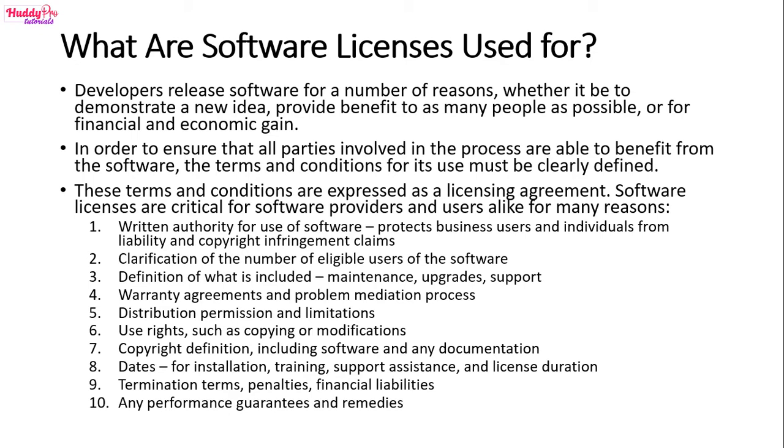Then number four, warranty agreements and problem mediation process. So in case of any fault in the product, what are the warranty agreements and what's the process of maybe obtaining a better version or another product? So all those agreements are clearly stipulated in the software license agreement. Then distribution permission and limitations. How many people and where and how can you distribute the product, or what are the limitations involved?